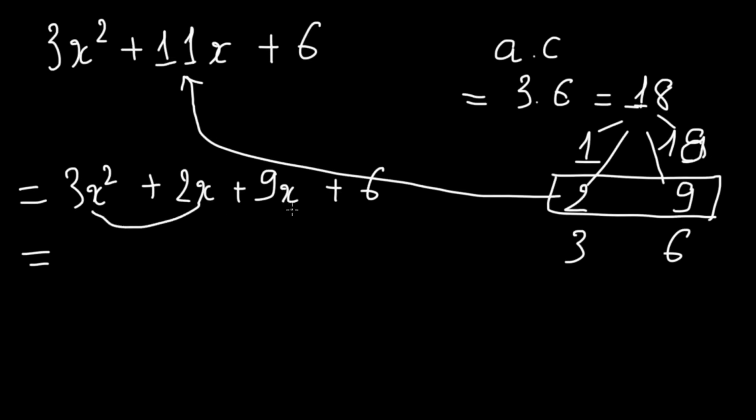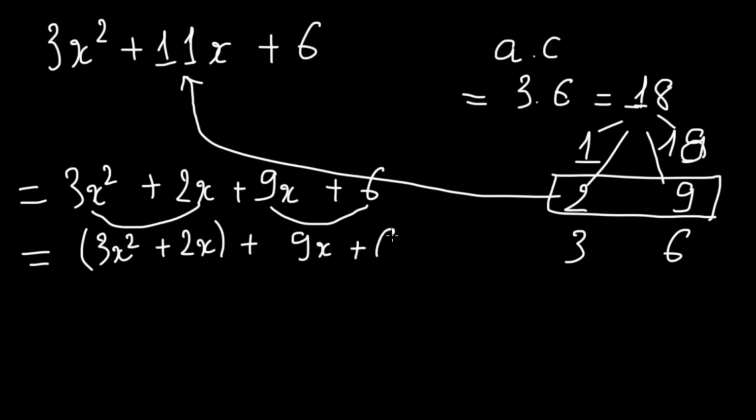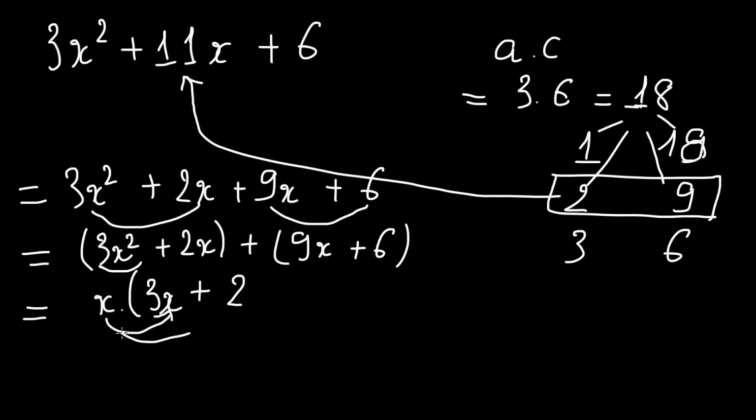Then we group this term and this term together. You get 3x squared plus 2x, you group them together, and then 9x plus 6, you group them together. Then you see x is the common factor here. You put 3x inside: x times 3x, you get 3x squared, right? And then you put 2 here, because x times 2, you get 2x.